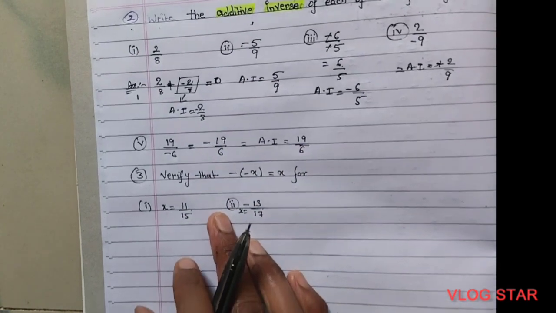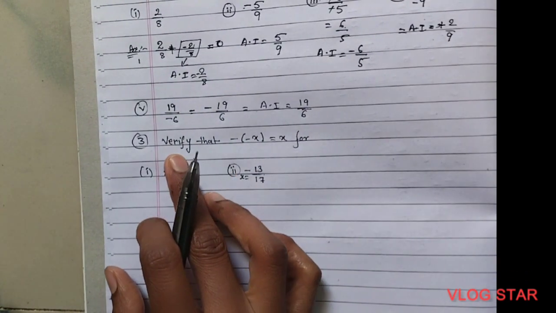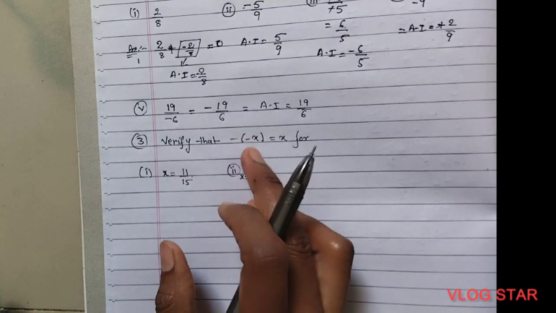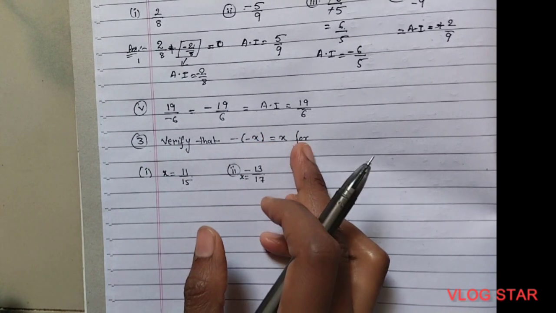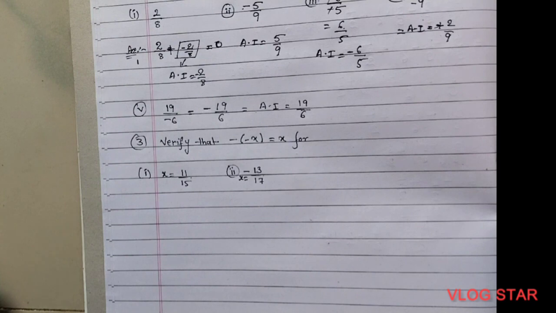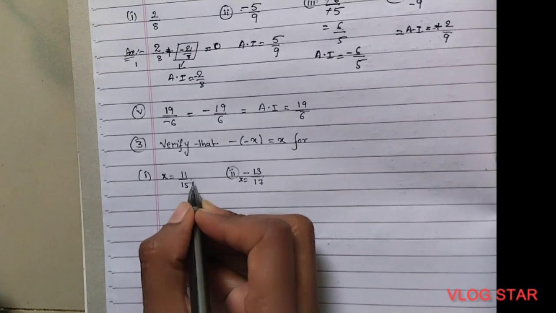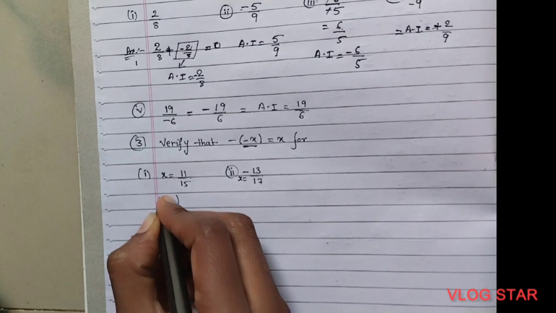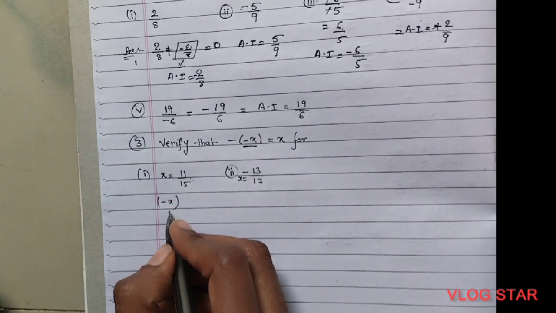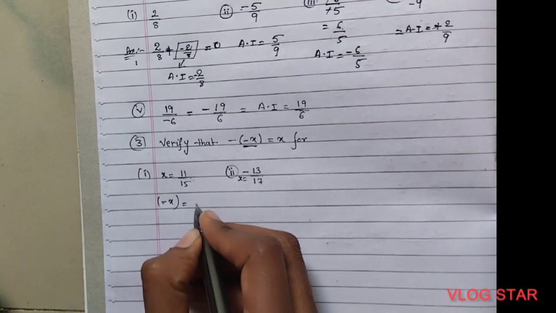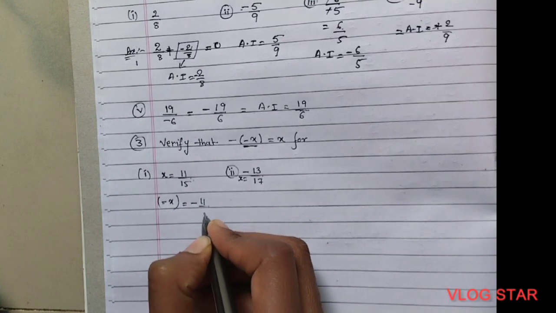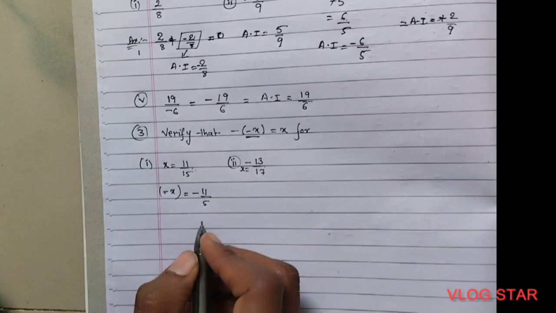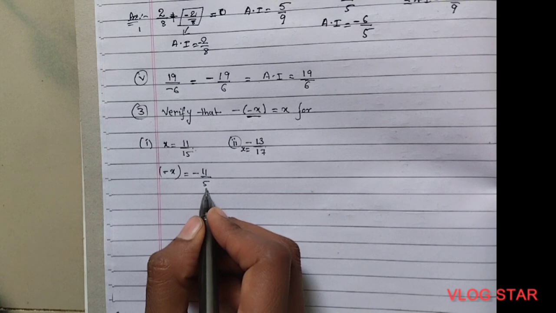Okay, come to the next question. What is the question? Verify that minus of minus x is equal to x. Now first we have x equal to this. First we will check for minus x. If I put minus x on the left side, then we also have to put minus x on the right side, so the number becomes minus 11 by 5.